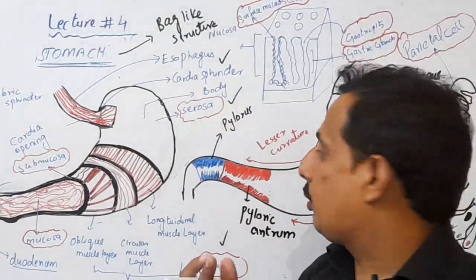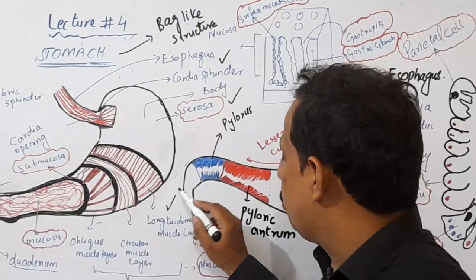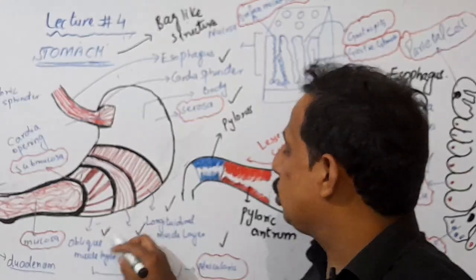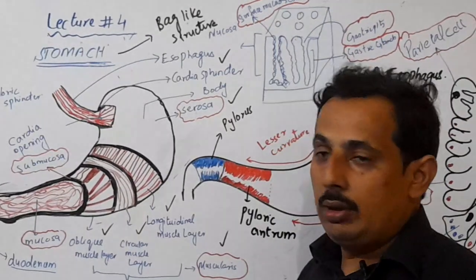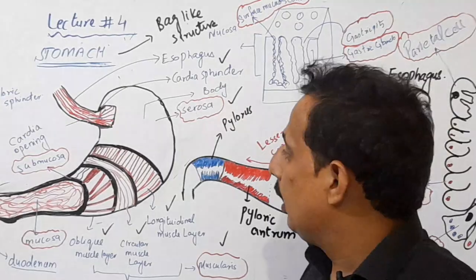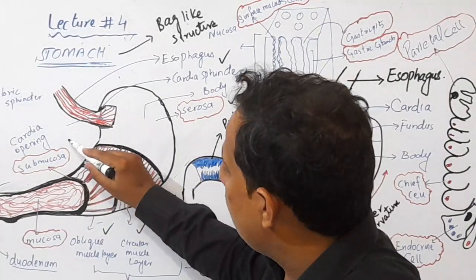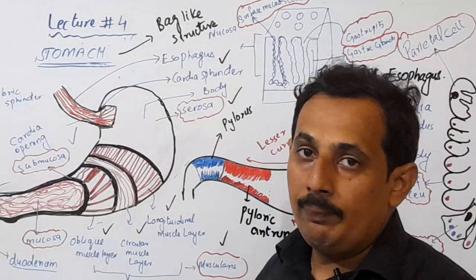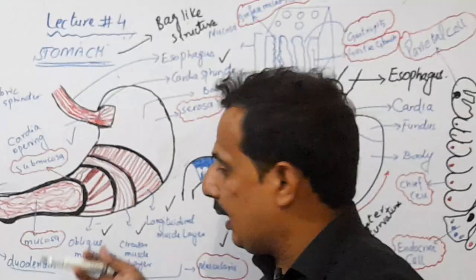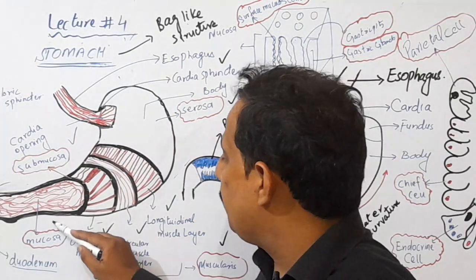Muscularis consists of three types of muscle cells. First one is longitudinal muscles, second circular muscles, and the third one is the oblique muscular layer. Three layers combine to form the muscularis layer. Then inside the muscularis there is a layer called submucosa, and after submucosa there is the inner region of the stomach, which is called the mucosal layer.